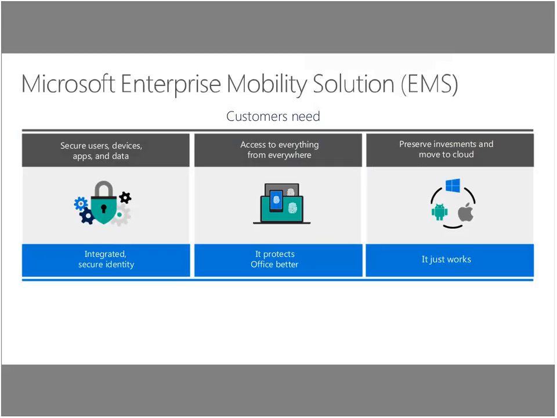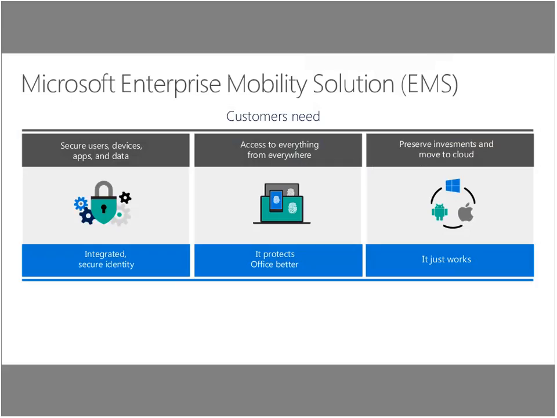So with the Enterprise Mobility Suite, customers need those secure users, those secure devices, those secure apps, and that secure data. And again, they need access to it from just about everywhere. And so when we preserve those investments and move to the cloud, you finally want to give them that solution that is integrated, that gives them that secure identity, protects what they love and use today, which is Office, hopefully, and that it just works, right? I mean, if you've got all these moving parts, we want it to all work together nice and smoothly.